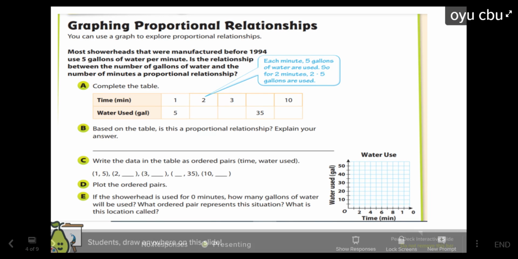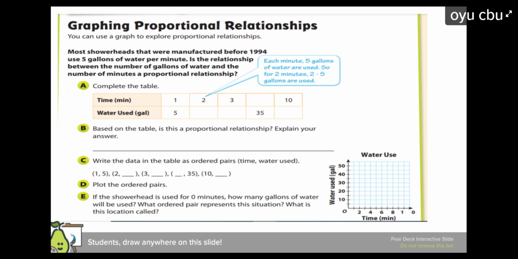All right, here we go. It says graphing proportional relationships. We're going to start with the story problem. Here's the story problem. Most shower heads that were manufactured before 1994 use 5 gallons of water for every minute. So 1 minute, 5 gallons of water would come out. 2 minutes, another 5 gallons. 3 minutes, another 5 gallons, and so on and so on. So if you took a 20-minute shower, that's a lot of water that you were wasting.